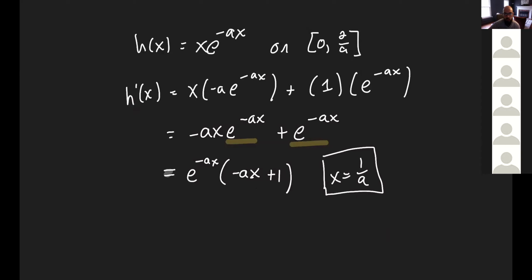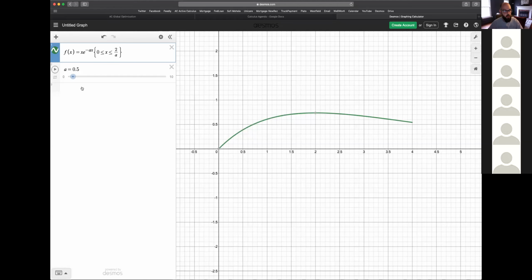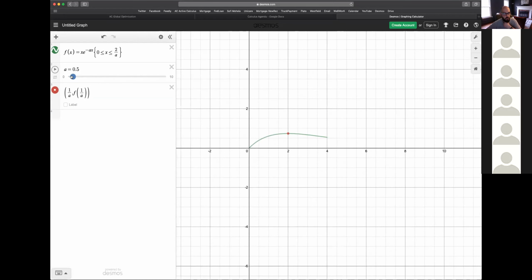And so let's go back to our Desmos graph and see if we can make some sense out of this. I'm going to have the point 1 over a comma f of 1 over a. I can track this point on my graph for any value of a. And so what we see here is that my maximum value is at this point, 1 over a, comma f of 1 over a. So this will always be my maximum.